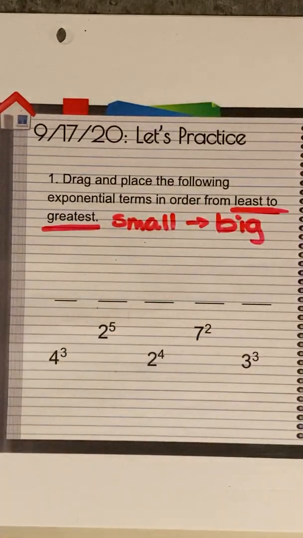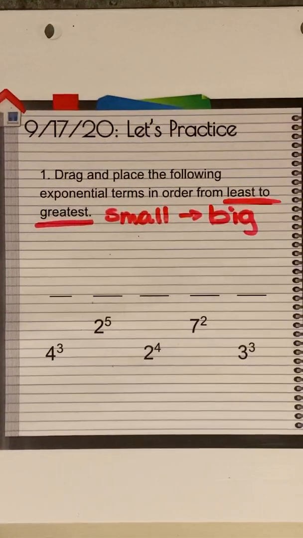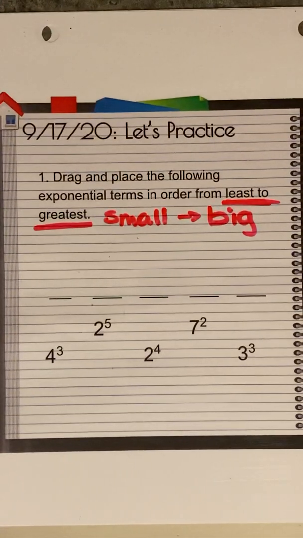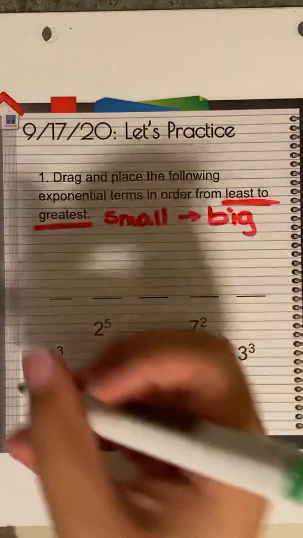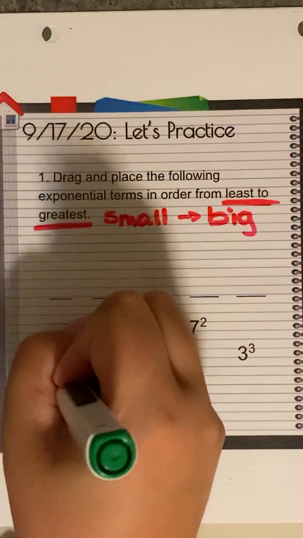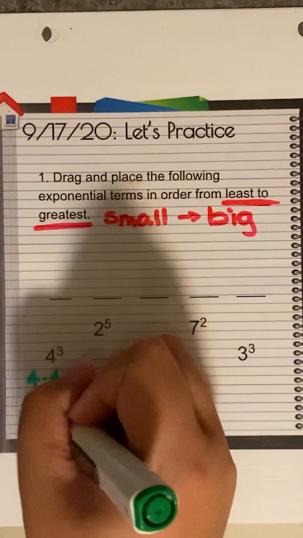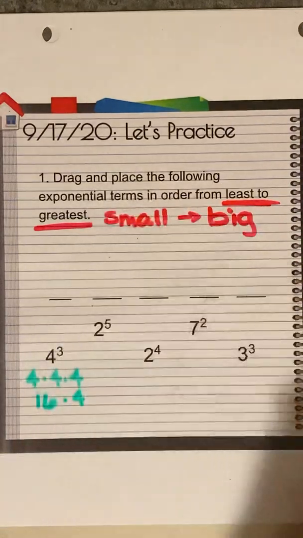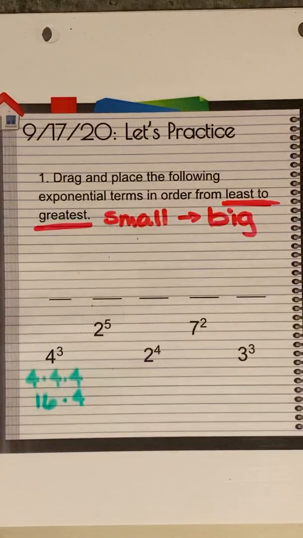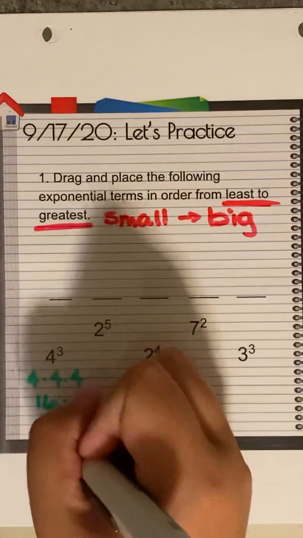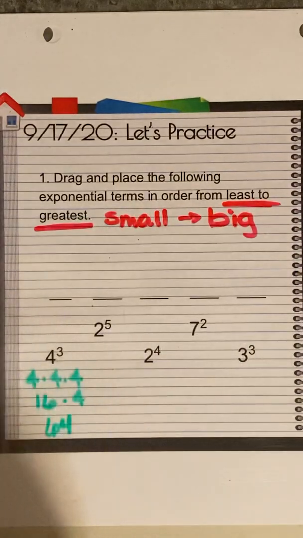All right, now when we're doing this, let's try to solve them and see what they all equal. 4 to the third power means 4 times 4 times 4. 4 times 4 is 16. We did not use that other 4 yet. 16 times 4, I'm going to help you out here, is 64. So 4 to the third power is 64.